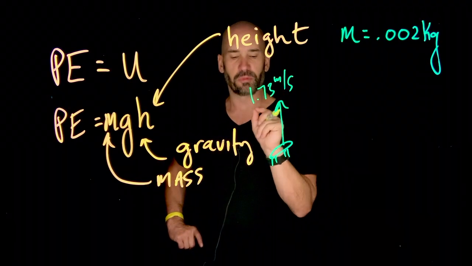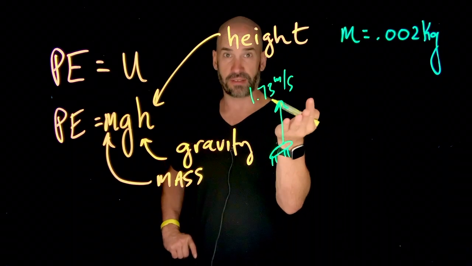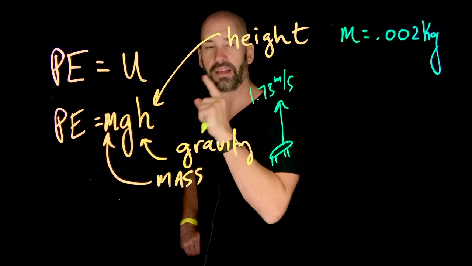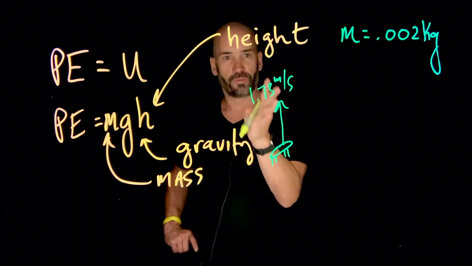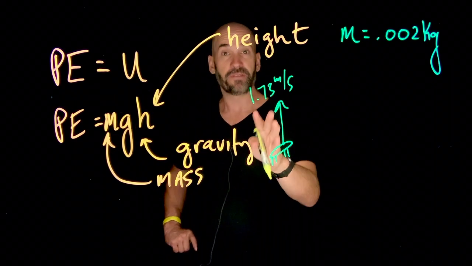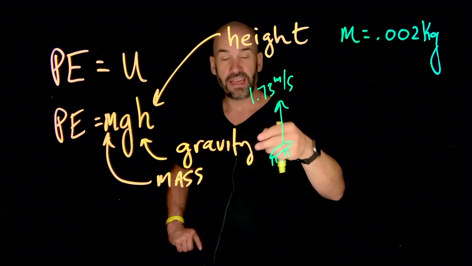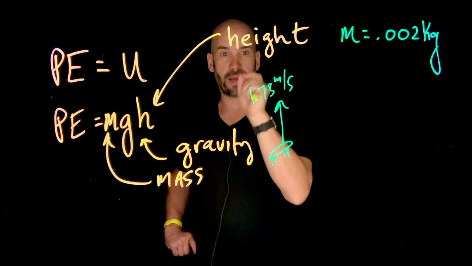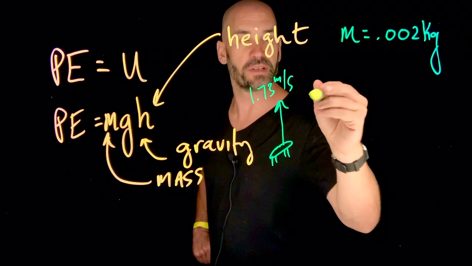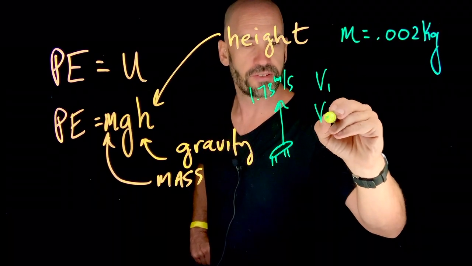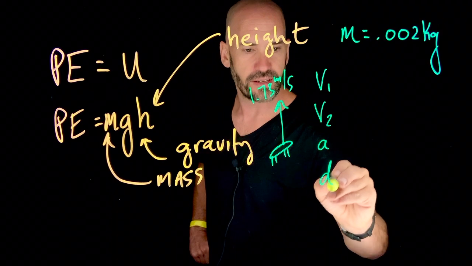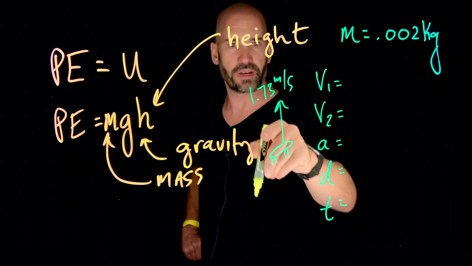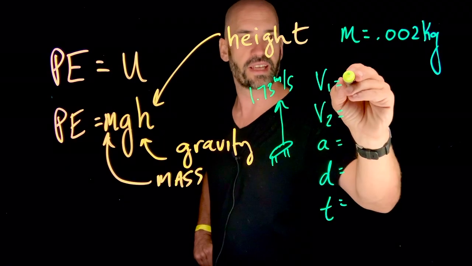And hint, hint, the reason why I'm asking you to find the cricket's maximum height is because we're going to need it to get his potential energy. Okay, so hopefully you guys realize that physics is something that builds on itself and that you know how to do this from a previous chapter, and that chapter would be kinematics, right? So I simply need to write V1, V2, A, D, and T. I got all these guys.